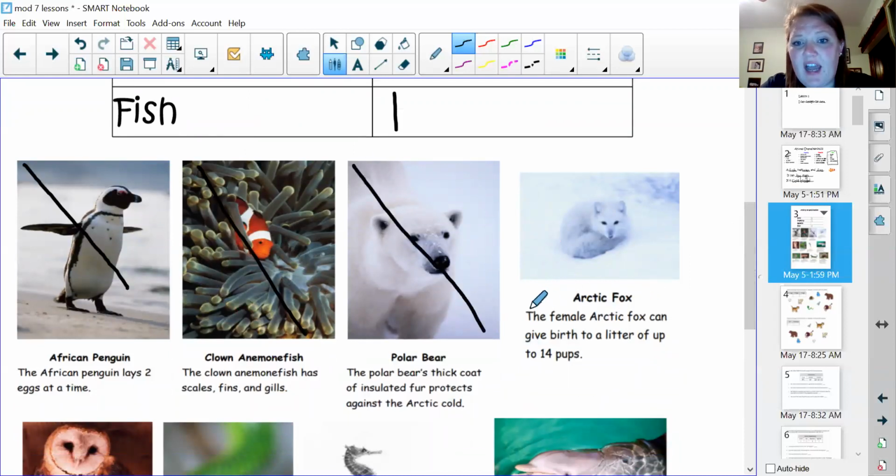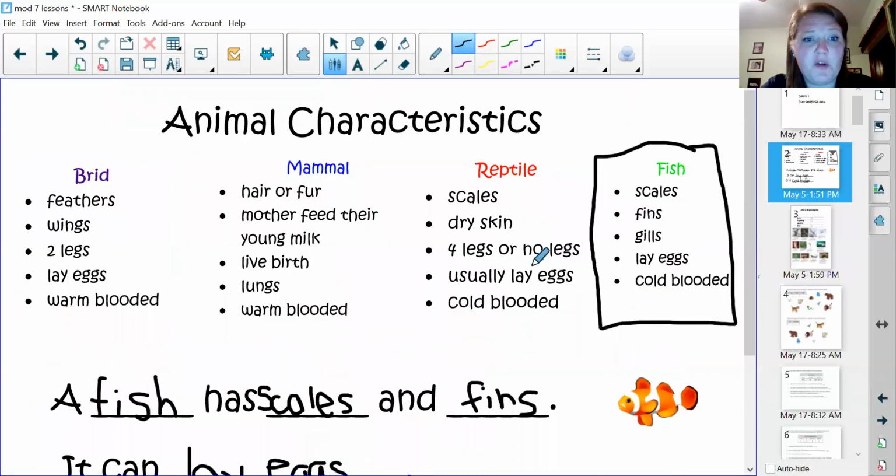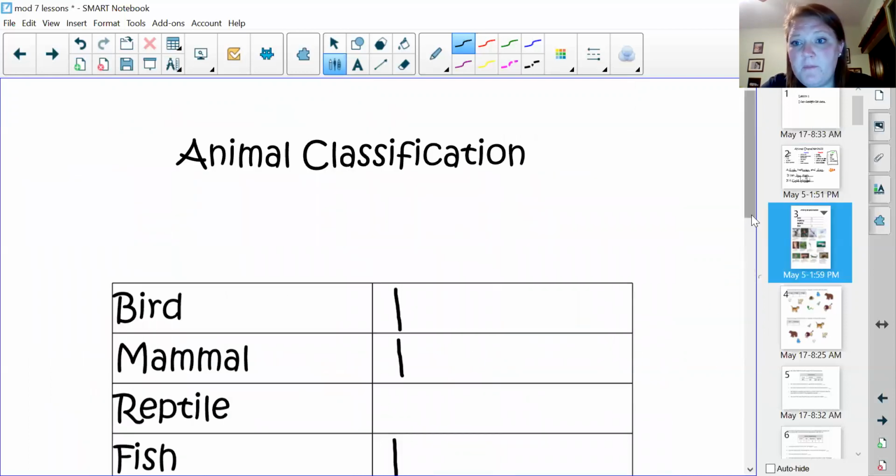Then we have an Arctic fox. The female Arctic fox can give birth to a litter of up to 14 pups, which means here it talks about they give live births. So if we go back and look at our characteristics, which one gives live births? Mammals. So that's another one for a mammal.